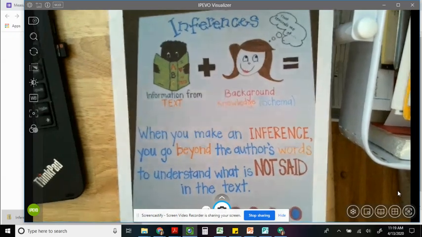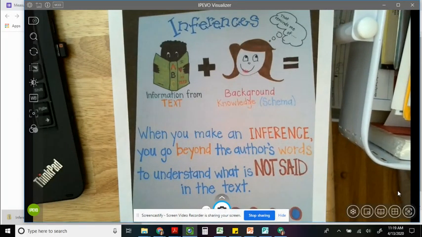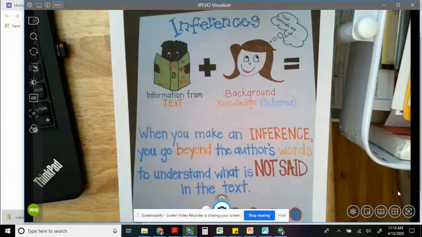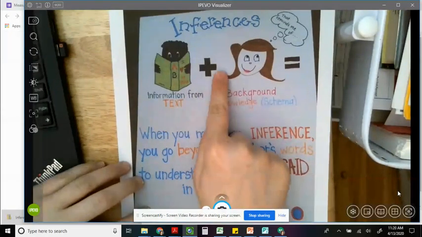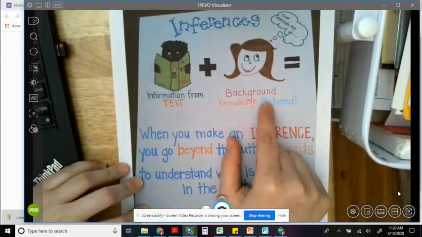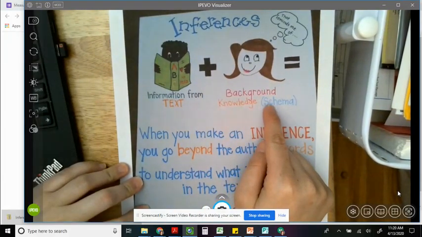Hey guys, today our reading mini lesson is about making inferences. An inference is where we take information from the text, the exact words that the writer gives us and that they put in the book, and then we add our background knowledge. A fancy word for that is schema, but you don't have to know that.